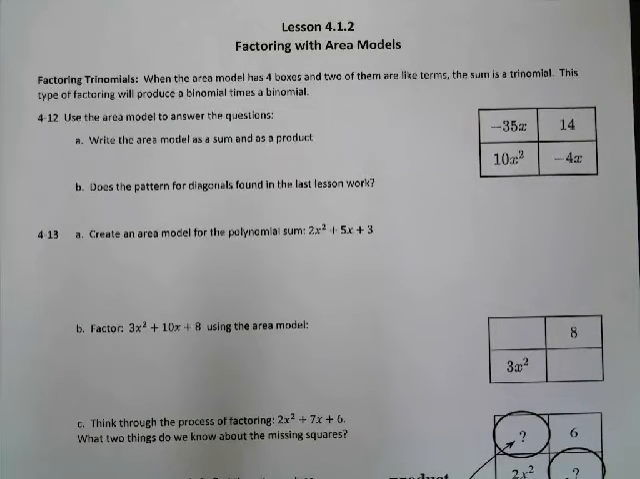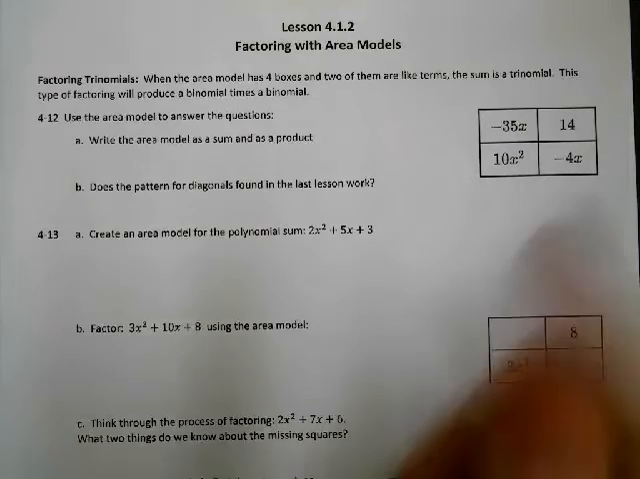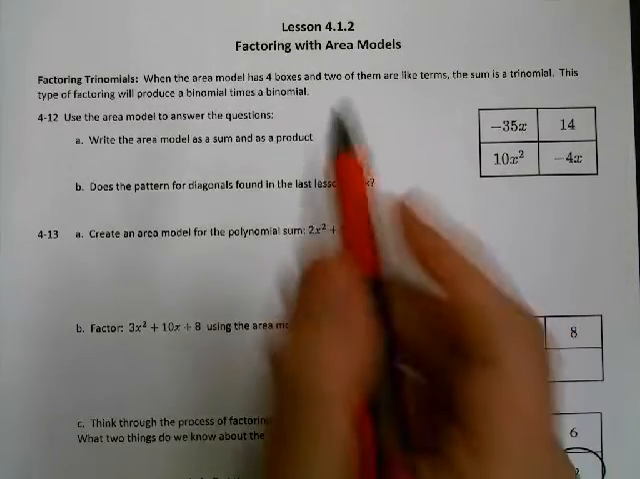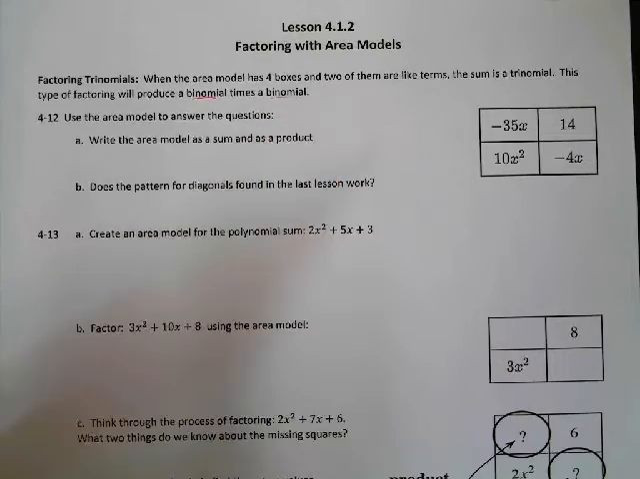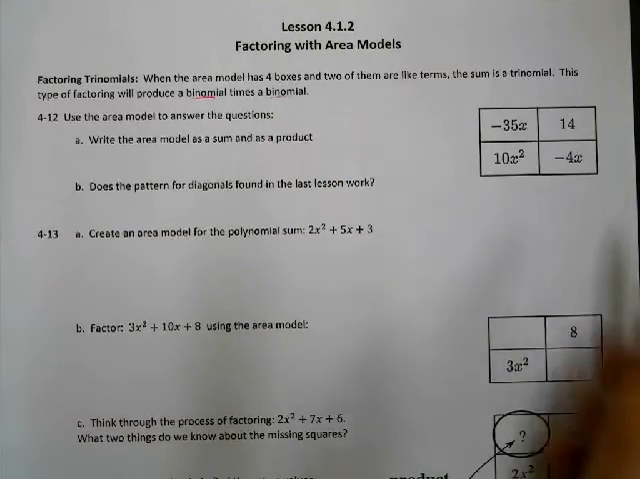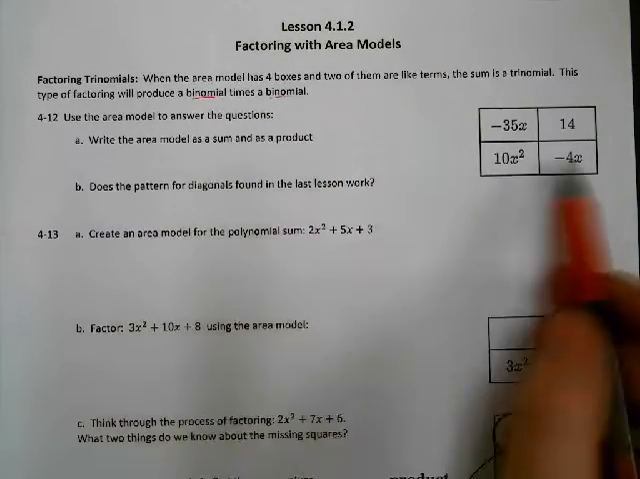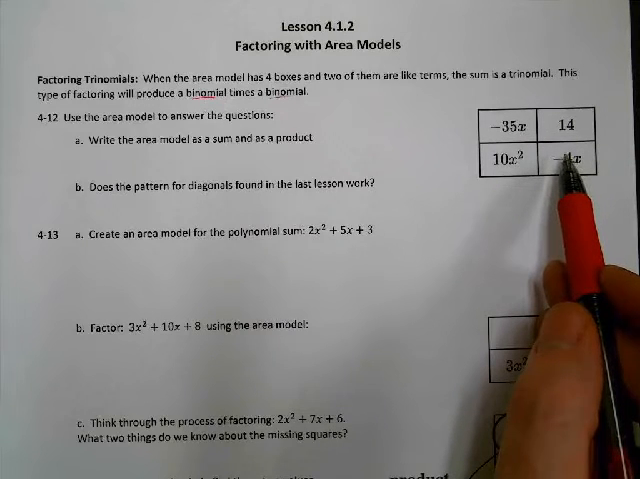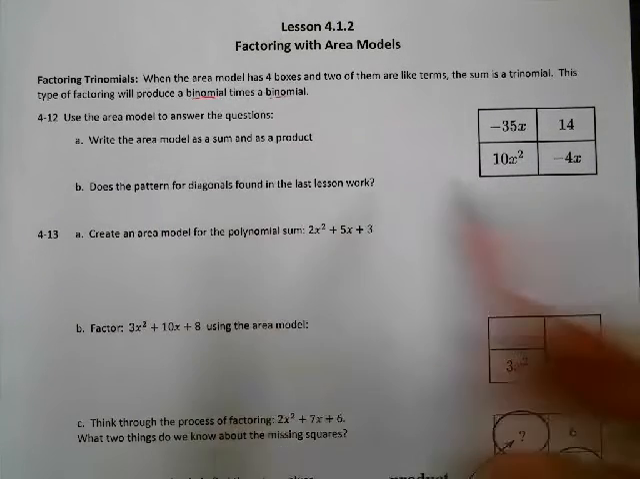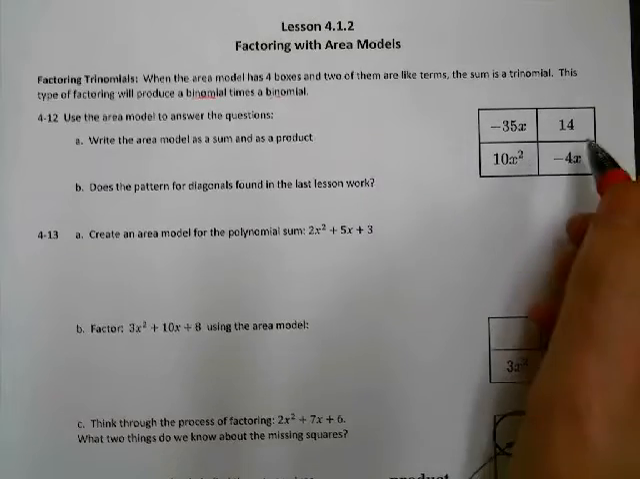So when we have three terms in our polynomial, this type of factoring usually will produce a binomial, that's two terms, times another binomial. All right, and so last time, we were looking at a pattern that we found in the diagonals. But let's finish up this area model real fast.